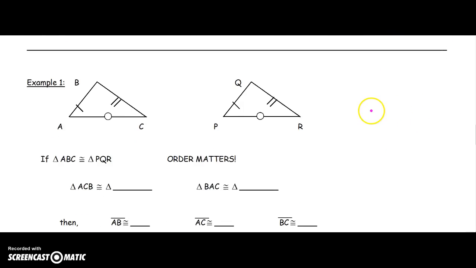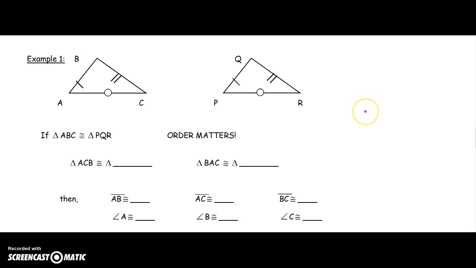So here's an example. Here we have example 1. We have 2 triangles. I give you that triangle ABC is congruent to triangle PQR. When we are labeling these, the order matters. Okay, if you notice that we started with A, we went up to B and down to C. When we labeled the second triangle, we started with P. Notice they're in the same spot. We went up to Q and down to R.